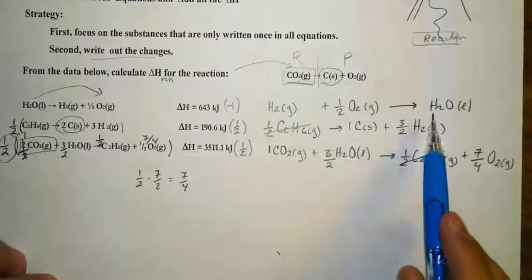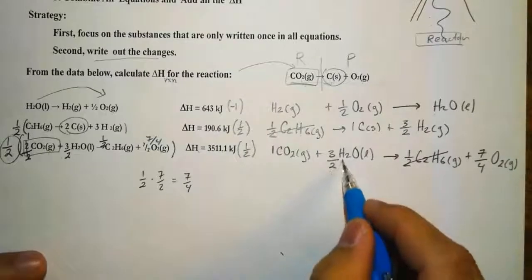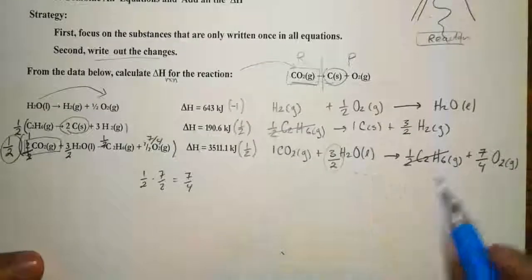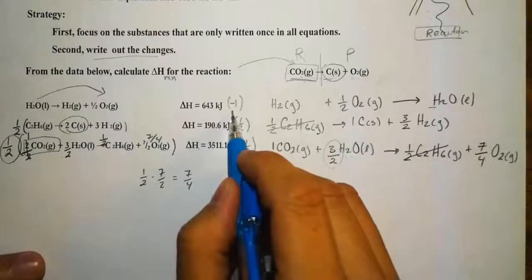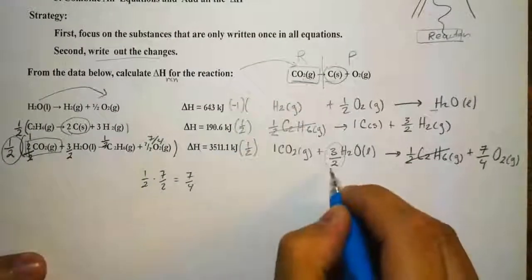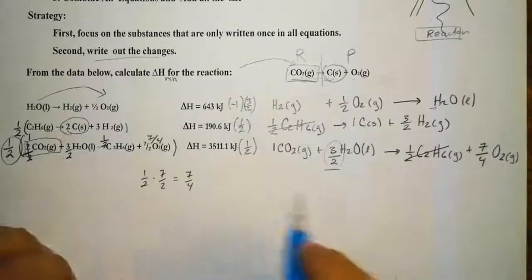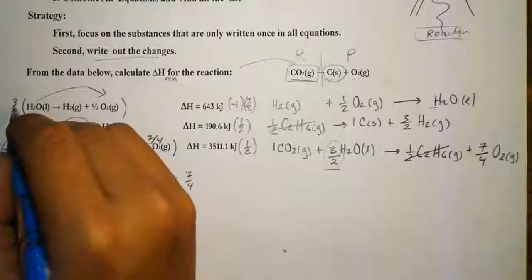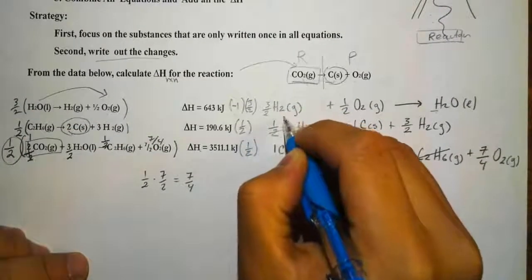We have 1/2 of water. Ooh, that's very interesting. Okay, so what do we have to do? Notice how we have 3/2 of water here, and then we have 1 water here. So not only do we have to flip it, we actually have to multiply it by that 3/2 as well. And when we multiply this by 3/2, what is that going to be? That will give us 3/2 of H2.